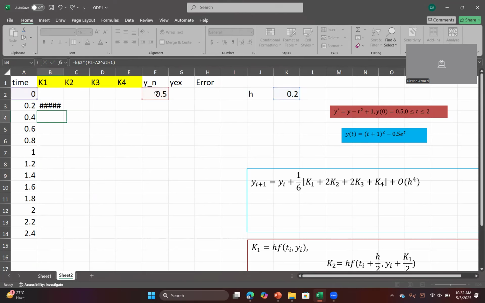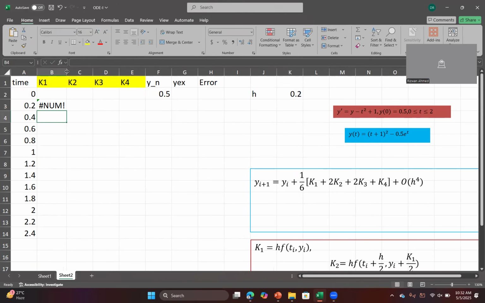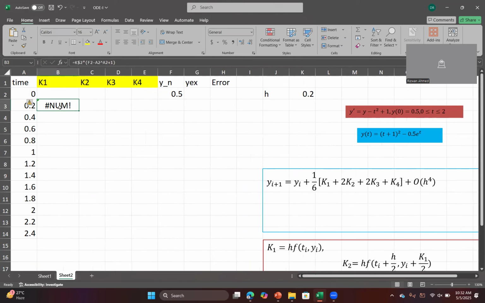Oh, okay. I got input from the students that taking the square this way is not allowed. This should be done in a different way.